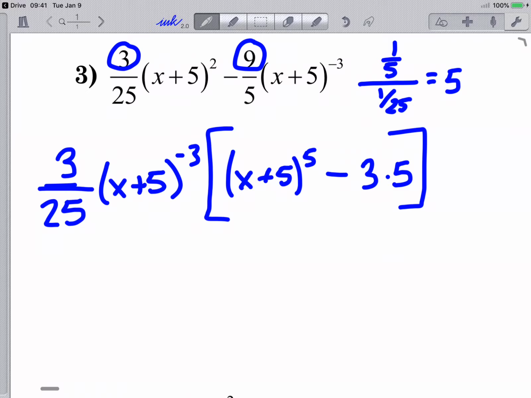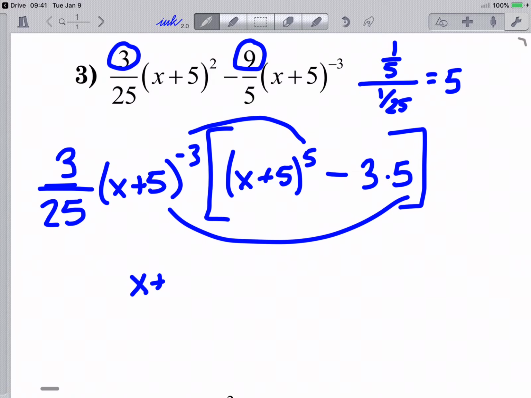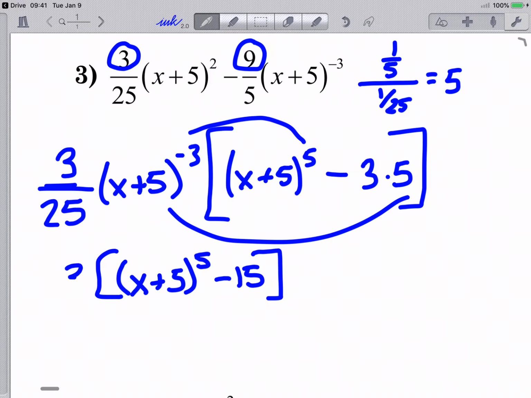Now the negative 3 plus the 5 for my exponents gives me a positive 2. And then I know that x plus 5 to the negative third distributed to the second term gives me exactly what I started with. So now I simply rewrite this as x plus 5 to the fifth minus 15. And I've got to have my 3 out front.